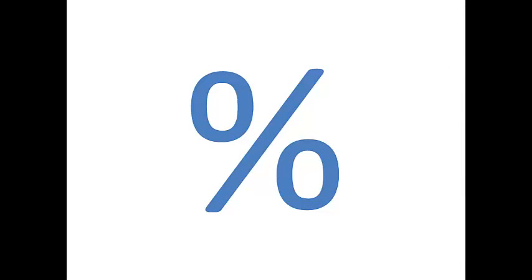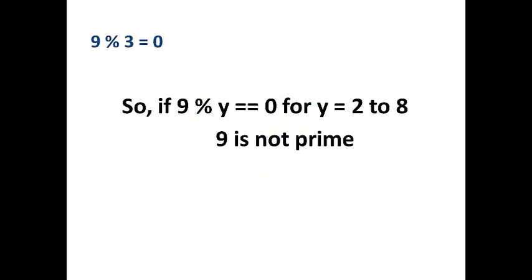So in case you're not familiar with it, hopefully you are, the mod function gives you the remainder of a division. So 9 mod 3 will give you 0. 9 mod 4 will give you 1, the remainder after the division is done. So if 9 mod y is equal to 0 for any y in the range 2 through 8, then 9 is not prime. That's how we can determine if 9 is prime or not. That's basically what we just did. We modded 9 by each of the values from 2 through 8 to see if any of them are 0.